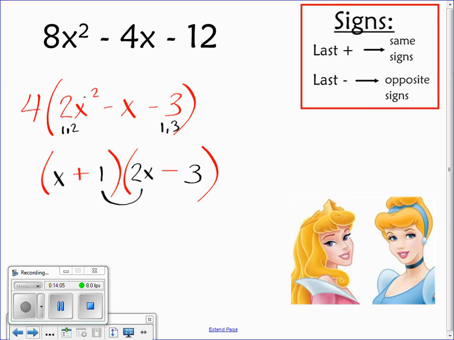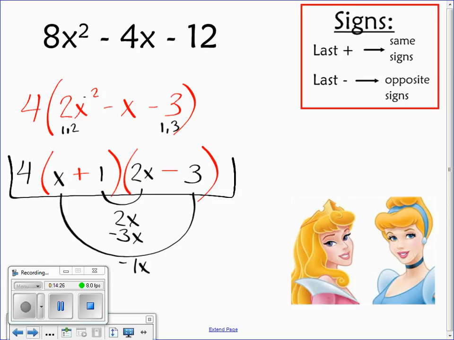So if we check this, we get 2x. That gives me negative 3x. That gives me negative 1x. How'd we do? Oh, I wanted a negative x. I got my negative. I'm okay. Good. Don't forget your baby brother hanging out here. He comes down. And there it is.